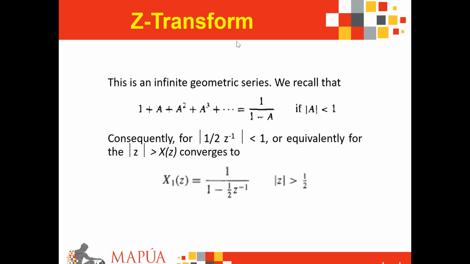Tapos, ito yung region of convergence mo. This is your region of convergence. It will always be less than, kasi ano to, right-sided sequence. Okay? So, meaning, the region of convergence would be parang ganito, no? Lahat ng values of z greater than 1/2.